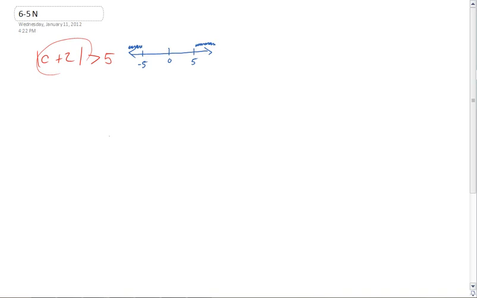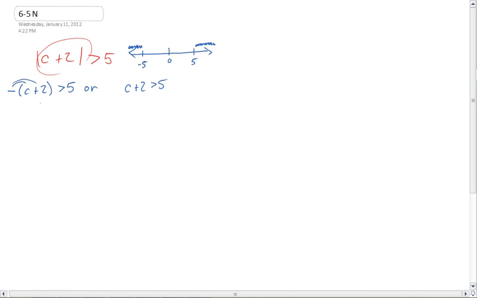Okay, so now we're going to write two inequalities. If it's an absolute value function, we know that it's going to have two equations. And so the first equation is going to be the negative situation, everything out here. And so that's going to be negative (c plus 2) is greater than 5. And then we're going to say or, and then we're going to do the positive situation, which is just c plus 2 is greater than 5. And so let's go ahead and solve both of those.